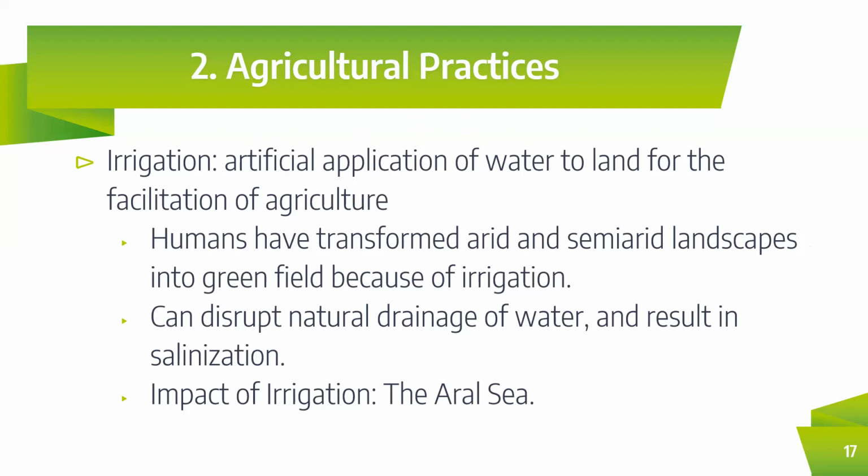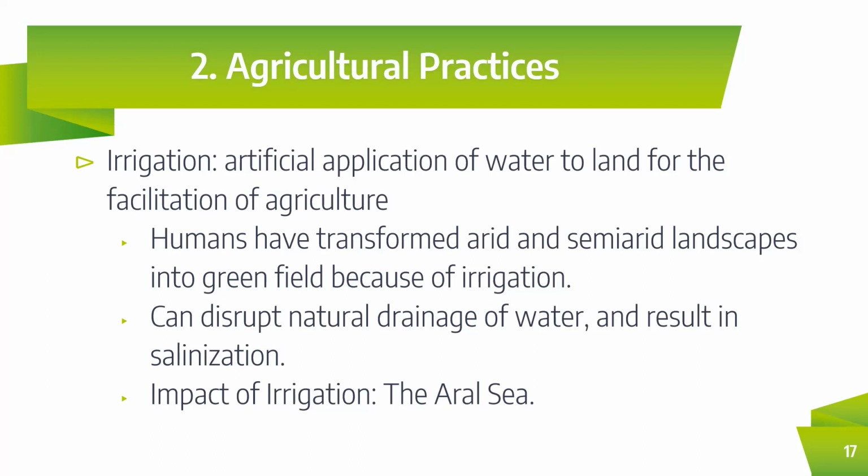And irrigation specifically supports small subsistence farmers, more so than commercial agricultural operations. Not to say that they don't use irrigation though, but through irrigation, humans have transformed arid and semi-arid landscapes into green fields, right?